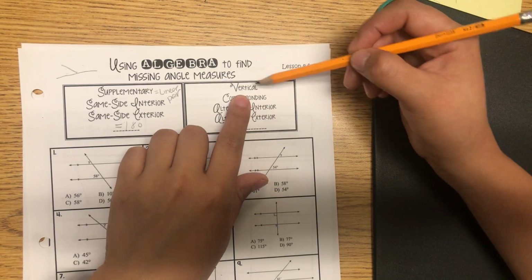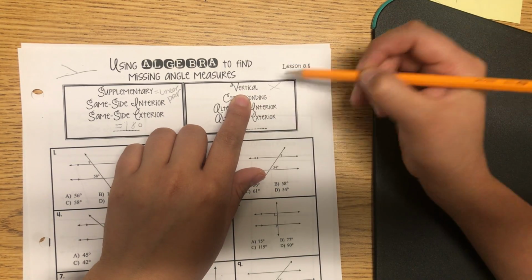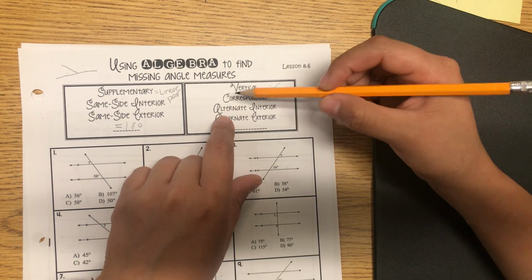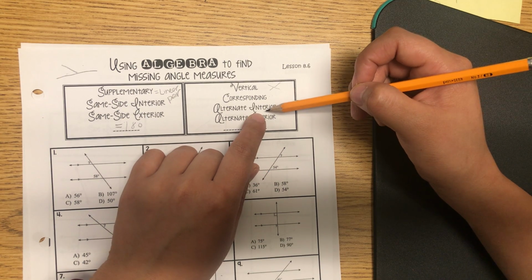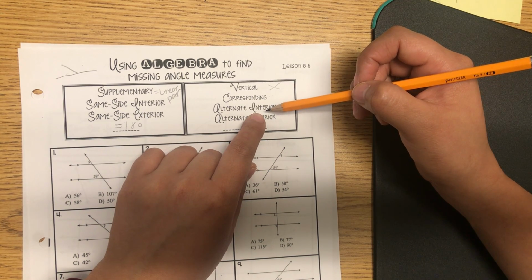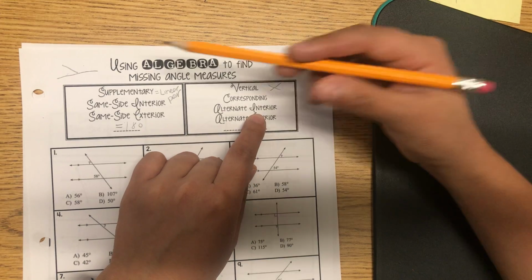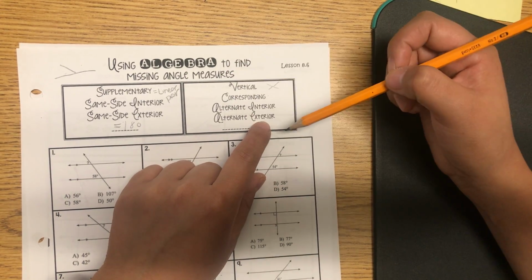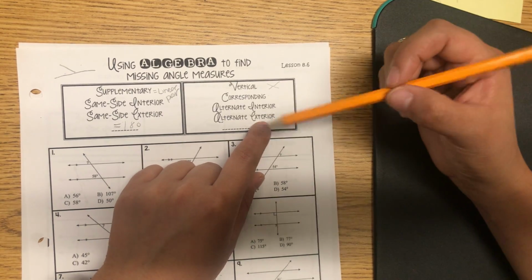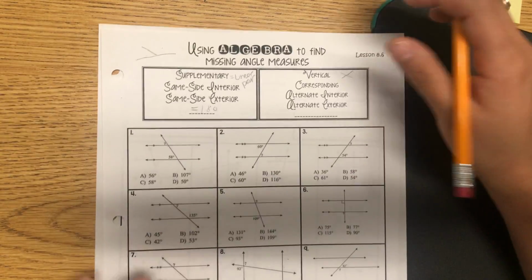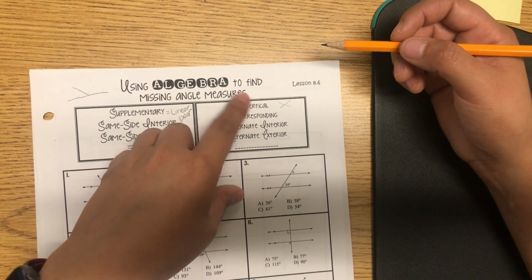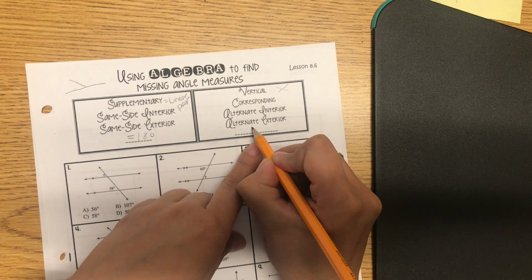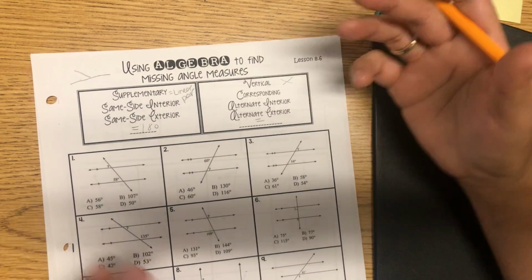So we have vertical, which is those, remember, like those two V's that point towards each other. Corresponding, think of same position in two different groups. Alternate interior, that means they're inside the parallel lines, but they're on opposite corners. They're not next to each other, but on opposite sides. And alternate exterior, which means they're on the outside of the parallel lines and they're on opposite sides as well, not next to each other. So the naming is really important because whenever you name it one of these, vertical, corresponding, alternate interior, alternate exterior, they don't equal 180, they equal each other. Okay, so one equals the other.